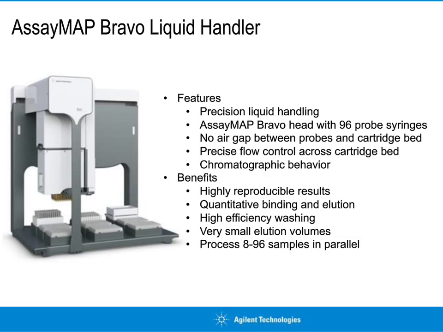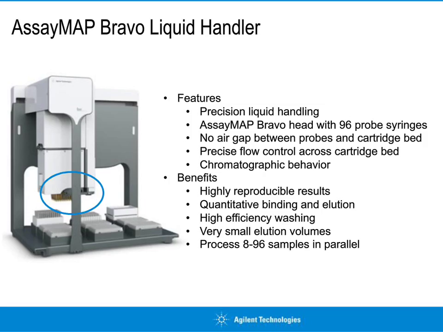All of these features allow chromatography in a small volume parallel format. The benefits of these features are highly reproducible results, quantitative binding and elution, highly efficient washing, extremely small elution volumes and thereby concentration, and the ability to process anywhere from 8 to 96 samples simultaneously.